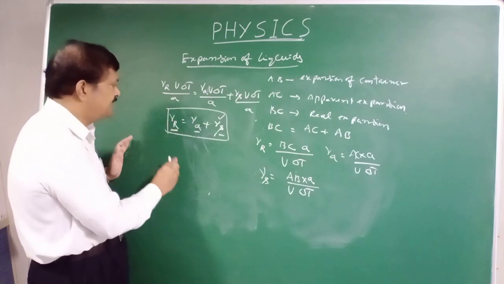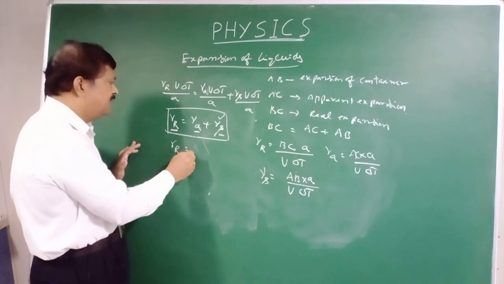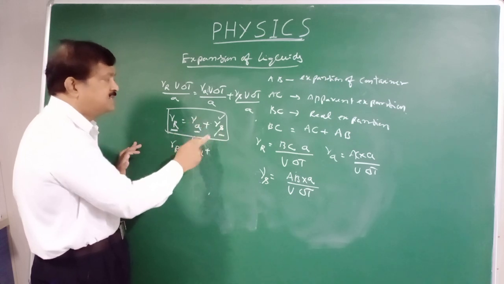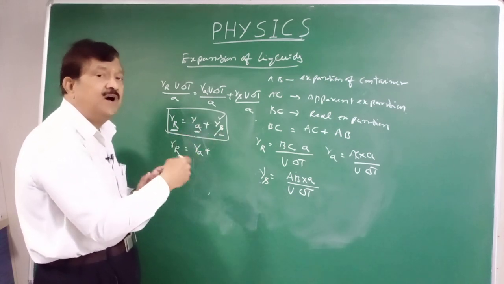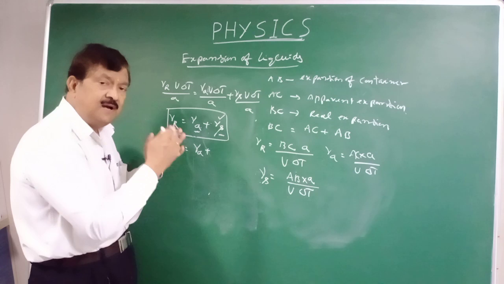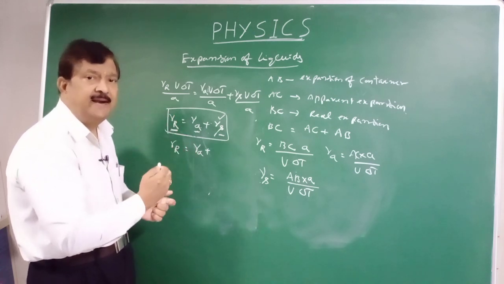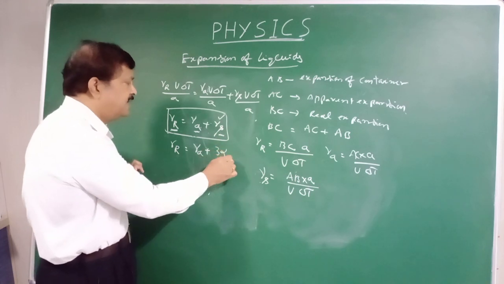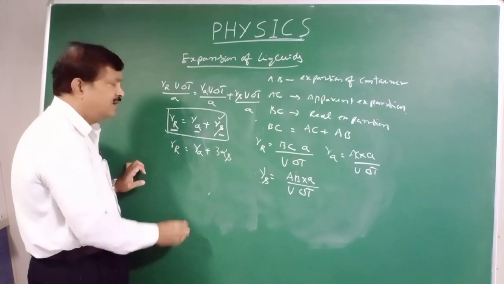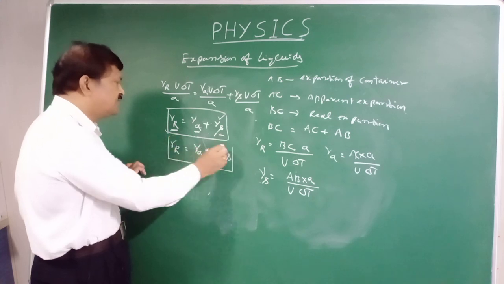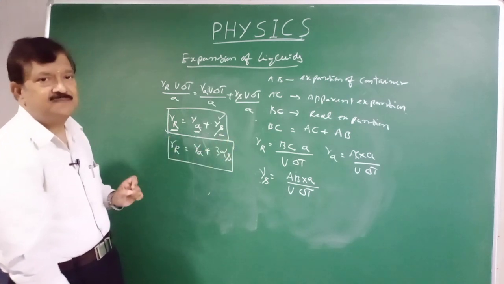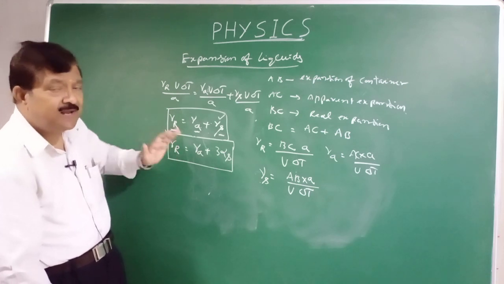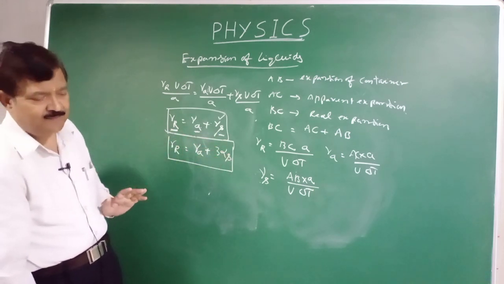So this is the general relation, and we can also write it as coefficient of real expansion equals gamma A plus gamma S. What is this gamma S? It is the coefficient of volume expansion of the container. When the container is made up of an isotropic solid, this gamma we can write as 3 alpha, so we can also write 3 alpha S. This relation is also useful in solving numericals. So these are the relations between the coefficient of real expansion and apparent expansion of a liquid.